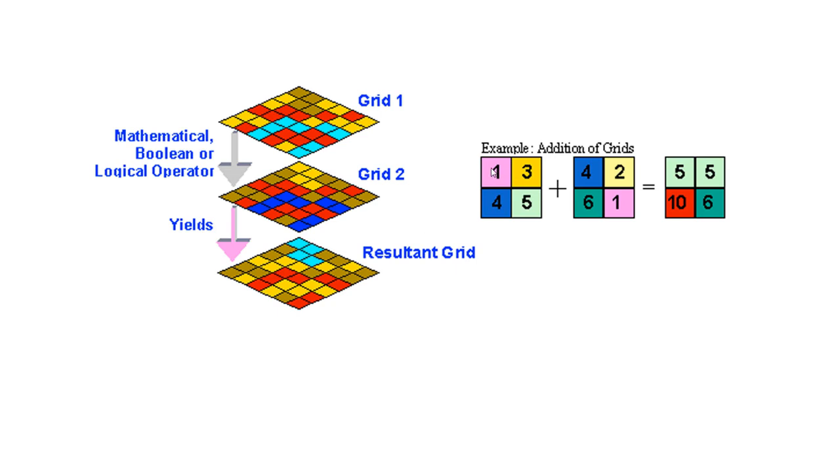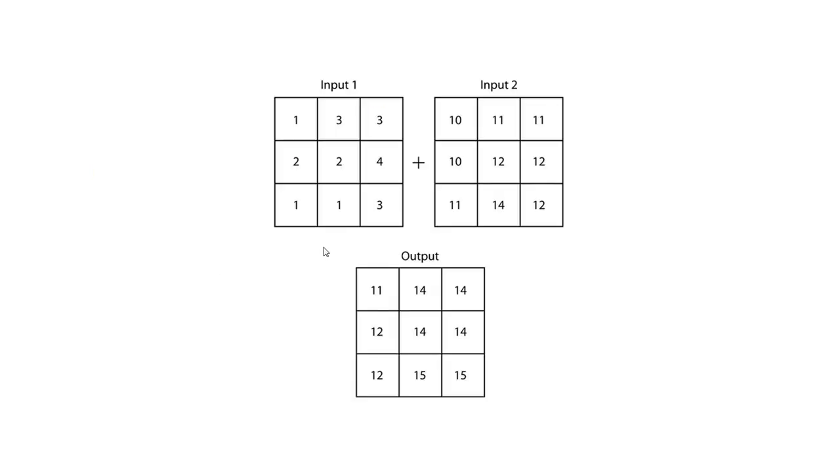And we can see it over here. 1 plus 4 equals 5. 3 plus 2 equals 5. So it's a very simple type of math that's being applied to the raster overlay. And oftentimes we can think about it as an input 1 and an input 2 that is then going to give us a simple output.